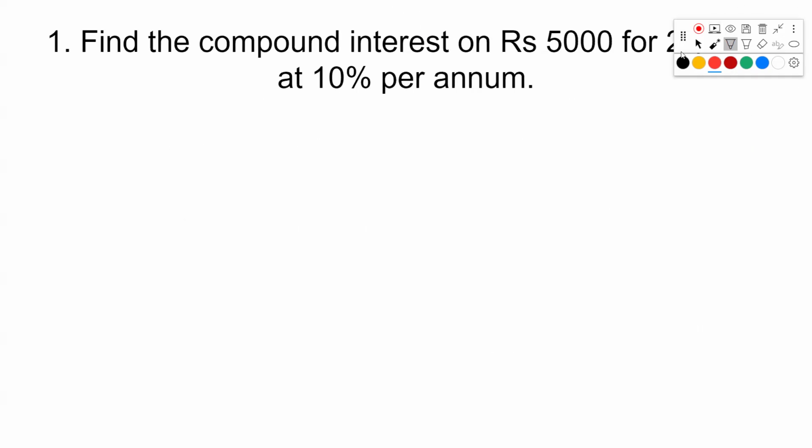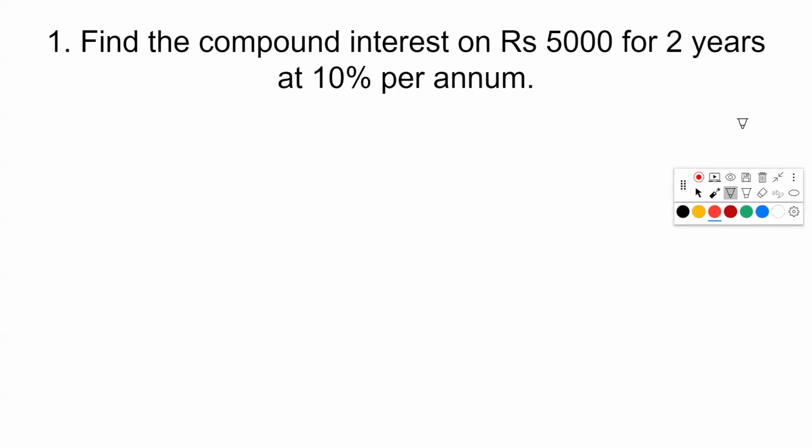Try this one. All of you please try and tell me the answer for this question. Find the compound interest on rupees 5,000 for 2 years at 10% per annum. Obviously it is an annual calculation, because the question doesn't have any quarterly or half yearly terms. So you treat it as an annual calculation.